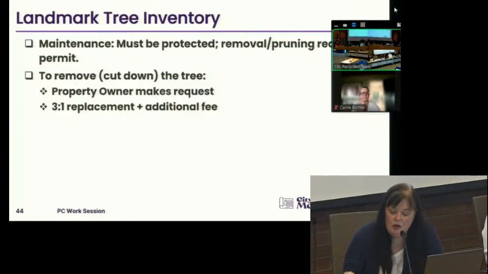So each one of these significant trees and landmark trees has a replacement policy. What the Planning Commission decided was, don't eliminate the opportunity for people to remove these trees, but if they are removing them, they need to replace them at a higher percentage, so 3 to 1. And for landmark trees, there's an additional fee. So they wanted a higher disincentive for cutting down landmark trees.